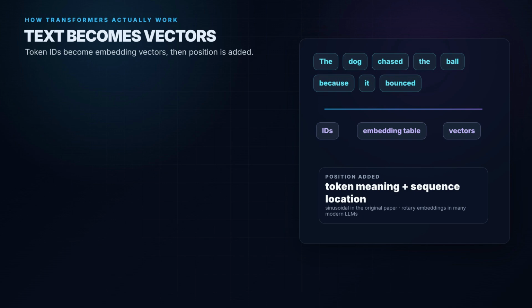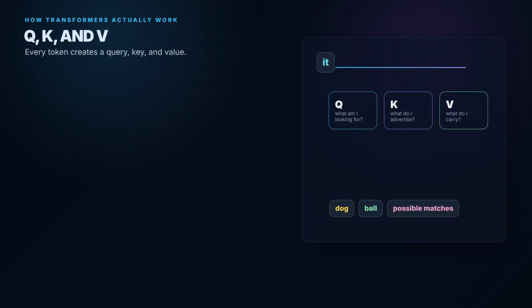If you shuffle the tokens, attention does not automatically know the original order. So the model adds position information. The original transformer used sinusoidal positional encoding. Many modern LLMs use rotary position embeddings, a newer way to encode position. The important idea is simple. Each token enters the block as a vector that represents what the token is and where it appears.